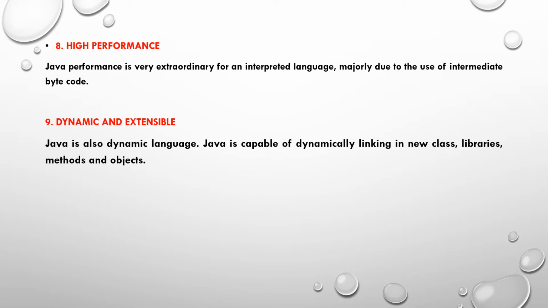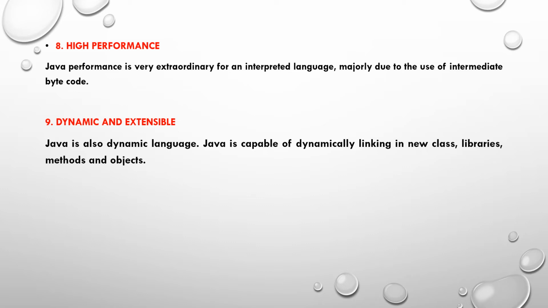The last feature is dynamic and also extensible. Java is also a dynamic language because it is capable of dynamically linking new classes, new libraries, methods and also objects. Java programming supports some of the functions written in other languages like C and C++, known as native methods. So this we can call extensible. So Java has two features, dynamic and extensible.